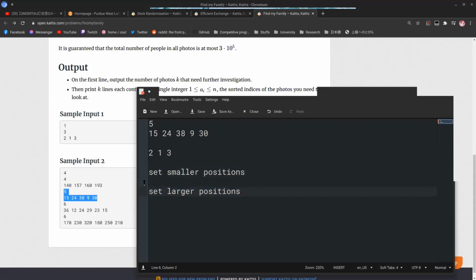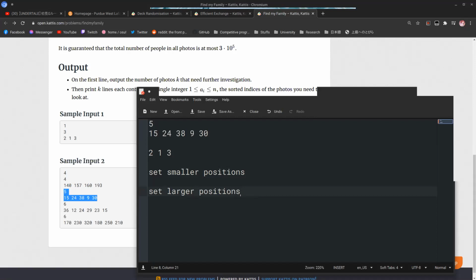So my solution was to greedily find the middle one by picking the smaller position that is closest to the right of the current position as possible. And then when I have the smaller position, I will find the third position by picking the closest to the right of the smaller position in the larger set. So yeah, that's my crude solution.